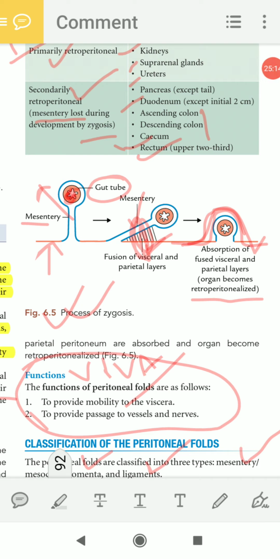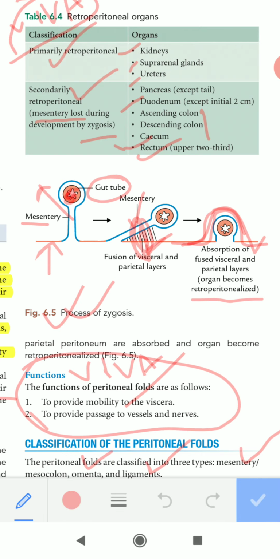So what is the function of the peritoneal folds? We already told you. Number 1, it provides motility, and number 2, it provides passage for the vessels and nerves.